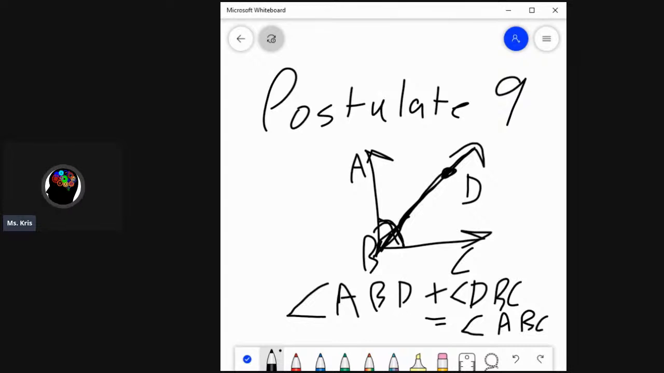So postulate 9 simply is the angle addition postulate, and it simply means if I have a point on the inside of the angle and I draw a ray through it, because the start point is B and it goes in the direction of D, then it splits it into two angles, and those two angles measured together give you your total of the original angle, or the measurement of the original angle.